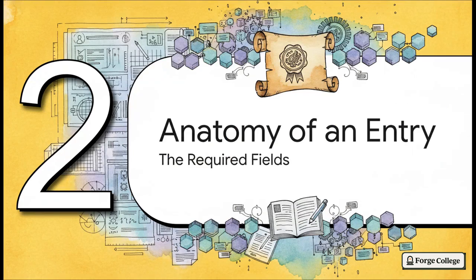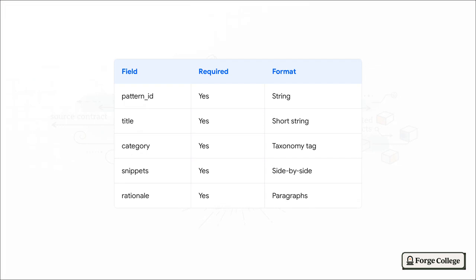Section 2. Anatomy of an entry. The required fields. Okay, so we have strict metadata fields required for every single entry. You need a unique pattern ID, a clear title, and a category tag pulled directly from our taxonomy. Things like access control or state management. Then you must include a Solidity snippet and a Rust Anchor snippet. These should be presented side by side and kept under 60 lines so they actually remain digestible.